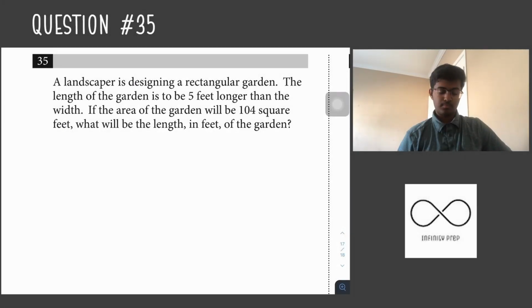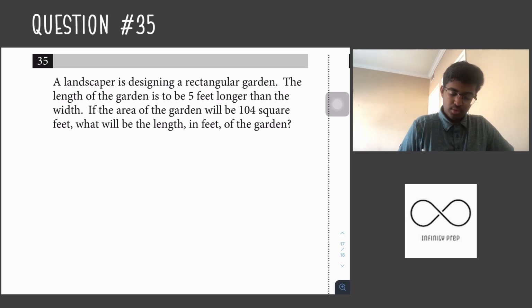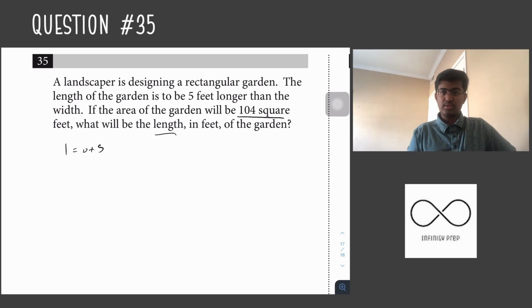Question number 35. A landscaper is designing a rectangular garden. The length of the garden is to be 5 feet longer than the width. If the area of the garden will be 104 square feet, what will be the length in feet of the garden? Second sentence says, the length of the garden is to be 5 feet longer than the width. If we translate this into an equation, it would be length is equal to width plus 5. And the width is just width.